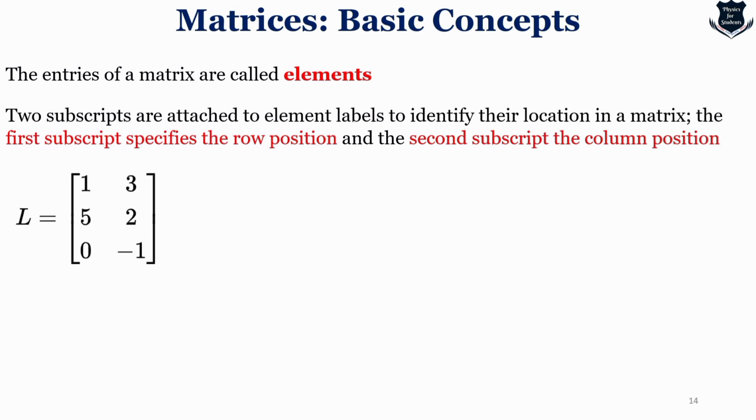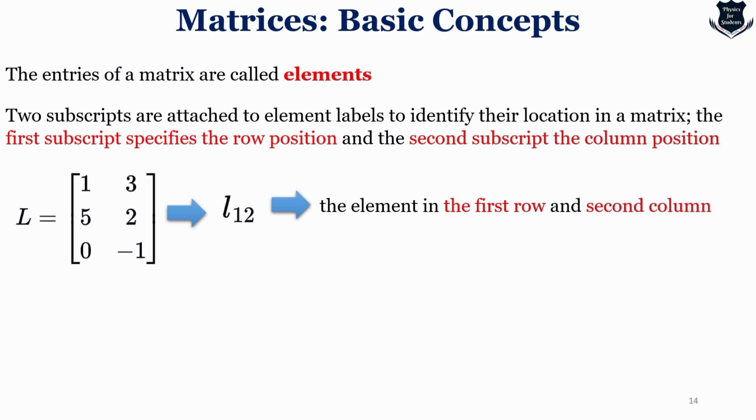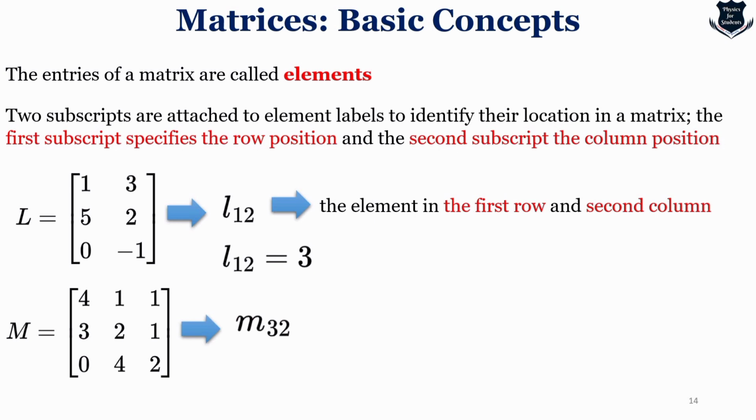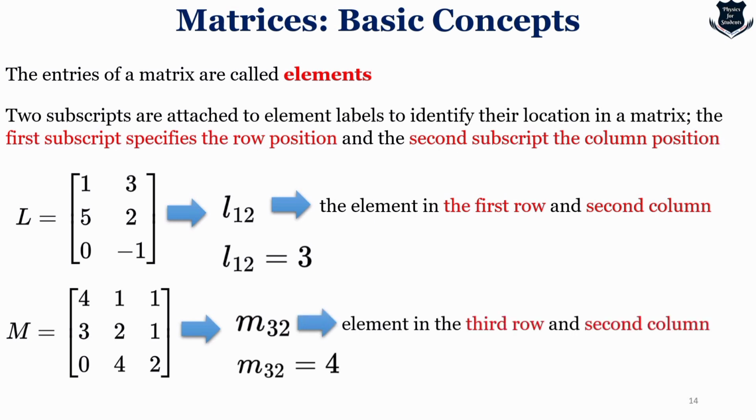So let us see an example. Here is the matrix, and if you use L12, for example, to denote an element of the matrix L, it means the element in the first row and second column, which is 3. Now, if I take this one and denote it as M32, then it means the element in the third row and the second column, and M32 equals 4.